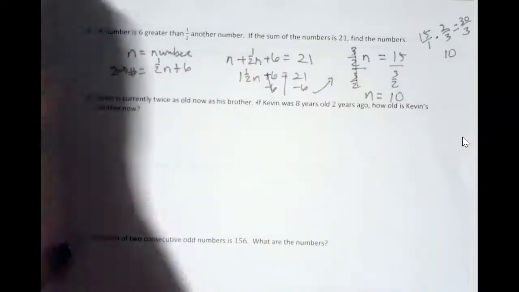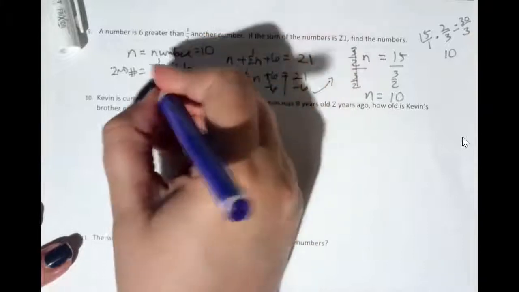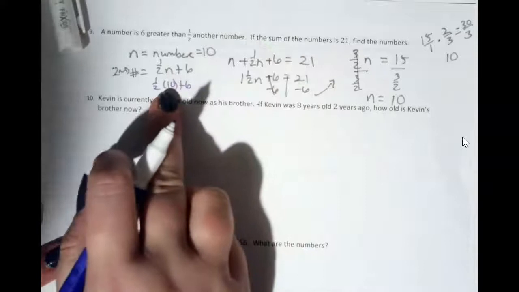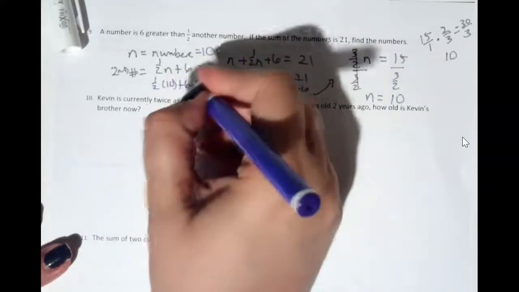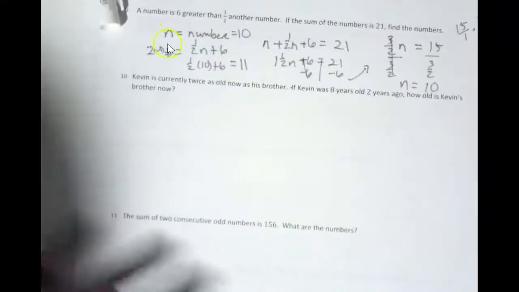The second number would be half of 10 plus 6. Half of 10 is 5 plus 6. 5 plus 6 is 11, and those do have a sum of 21.